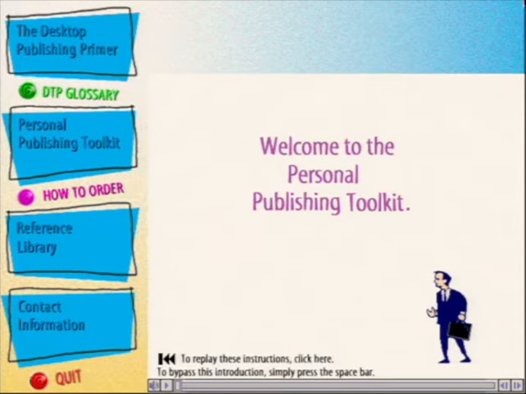Many of the areas use QuickTime animations. You can use the Pause Play button at the bottom of the QuickTime window to control the presentation. Or drag the controller bar to the left to back up. To hear these instructions again, click on the Rewind button. To move from one area to another, simply click on the panel, button, or word that interests you. To bypass this introduction in the future, simply press the space bar after the DTP Primer and Toolkit starts.